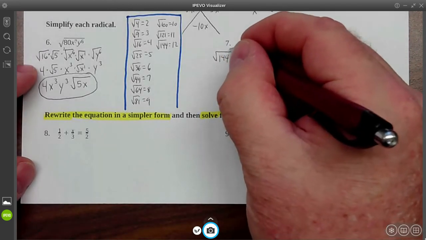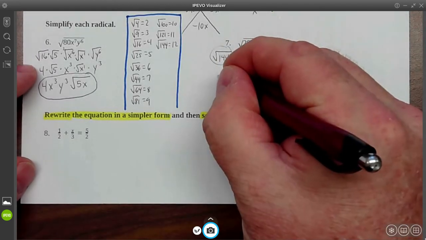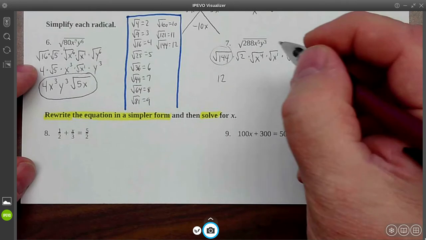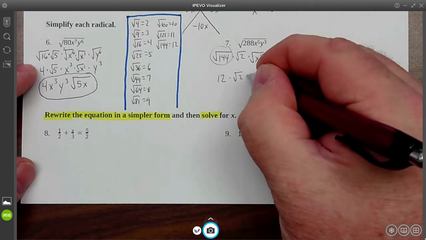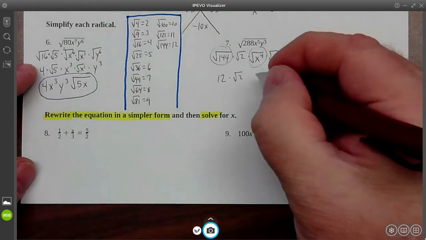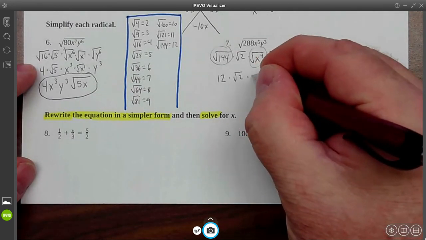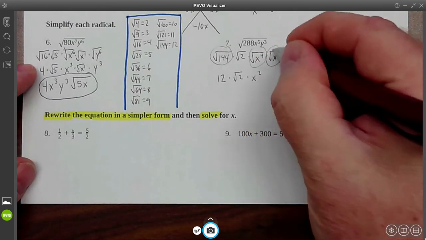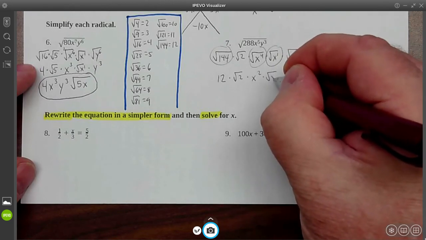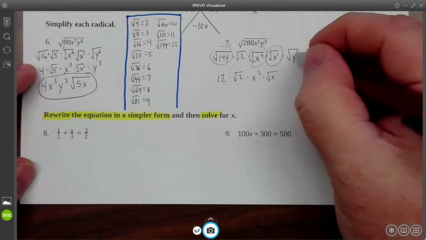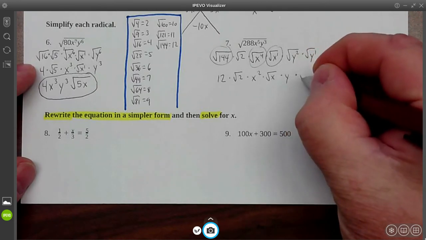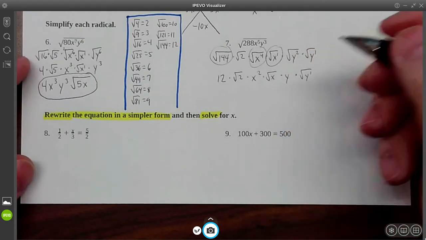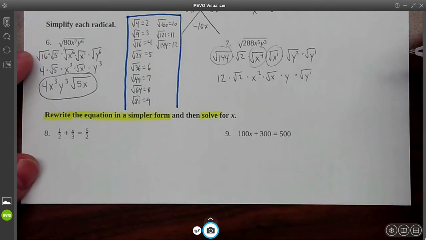So the square root of 144 simplifies to 12. The square root of 2 does not simplify. Square root of x to the fourth does. That's going to be x to the second. Square root of x does not simplify out, so that's just x. Then the square root of y squared is y, and then we have the square root of y to the first, or just y. Oh, let's put y in the answer.